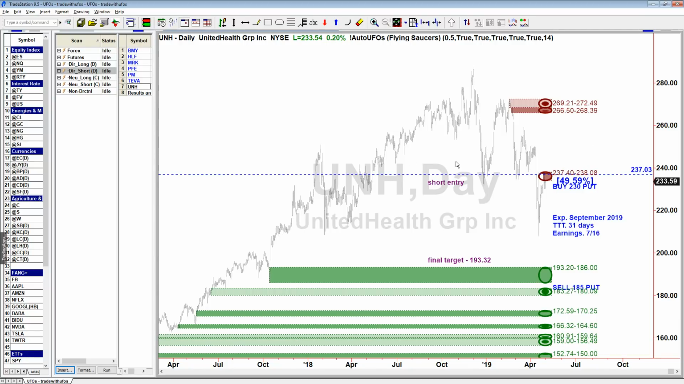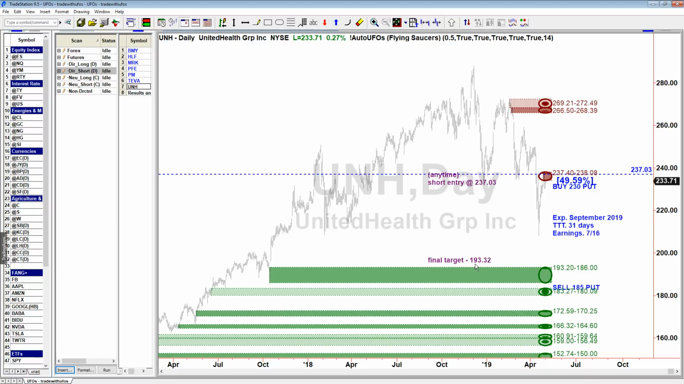Okay, so you could take the trade now, or if you want to be a little more precise, okay, so short entry at 237.03 if you are very perfectionist, or anytime if you want to take the trade now. It's definitely valid in the sense that there is a lot of room for this to move.